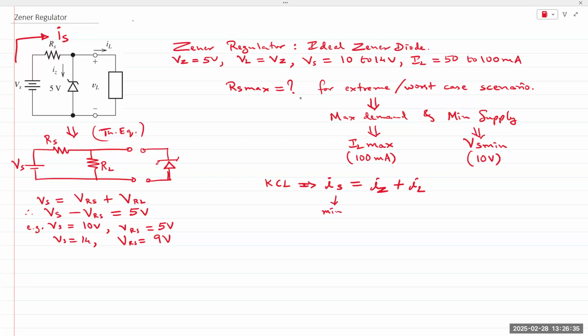Minimum, maximum. Okay. Supply voltage is at its lowest. So supply current, IS, is at its lowest. But even in that scenario, we want our IL to be max. So the only way that is possible is if Zener current is at its minimum. Does that make sense? Right. Let me know if you have any questions.